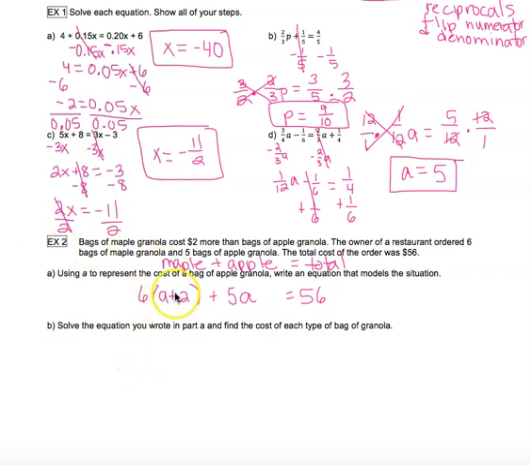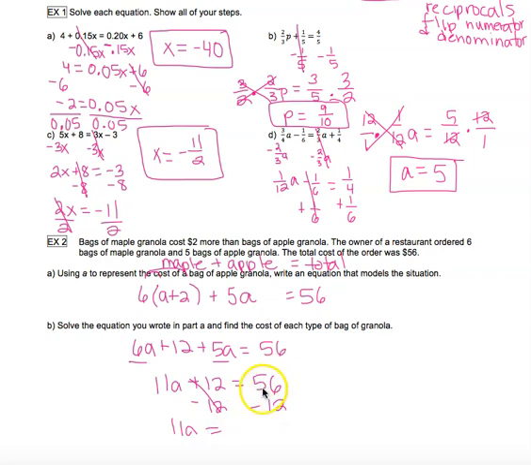So first I'm going to distribute. So 6 times A is 6A. 6 times 2 is 12. And we've got plus 5A equals 56. Like terms here, 6A plus 5A is 11A. Plus 12 equals 56. Individual sides are now simplified, and all my variables are on the left. So I move my constant to the right by subtracting 12 on both sides. These cancel out. I've got 11A equals 44. Divide by 11 to get A alone, and I get A equals 4.